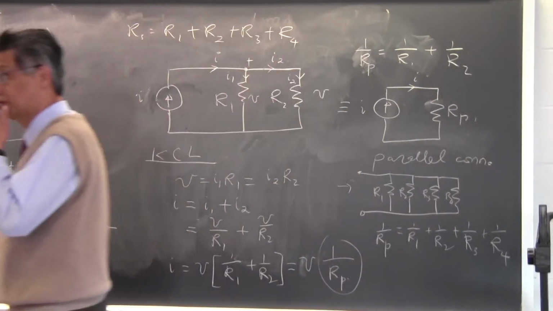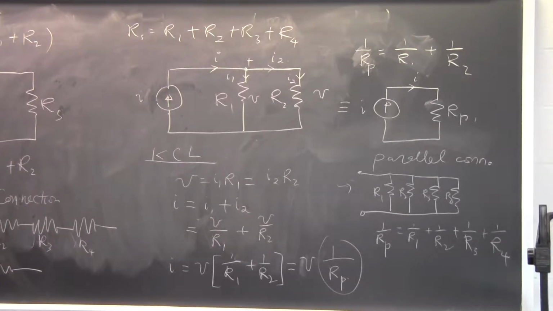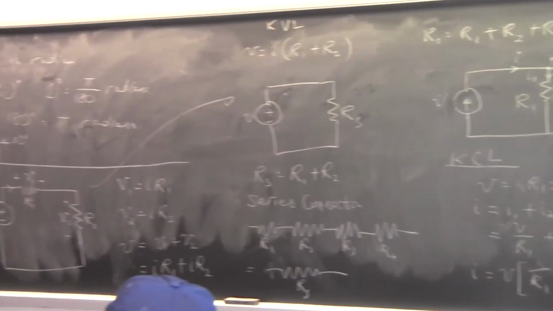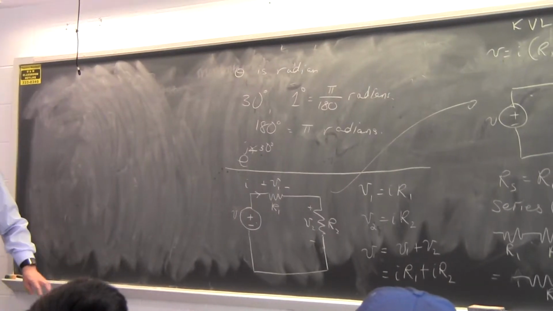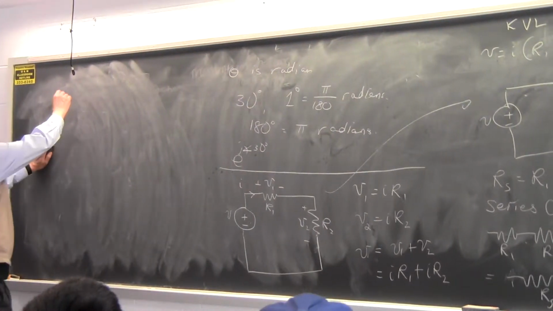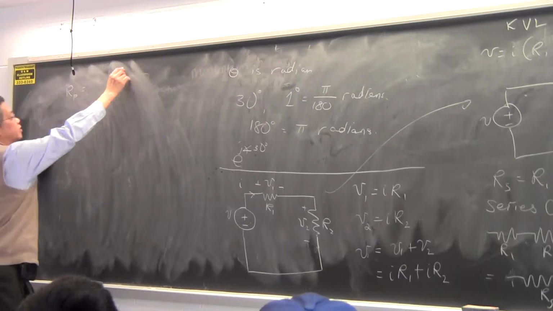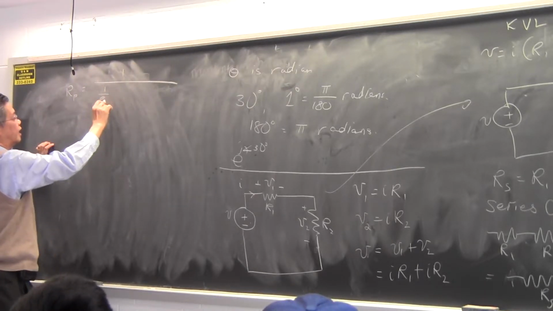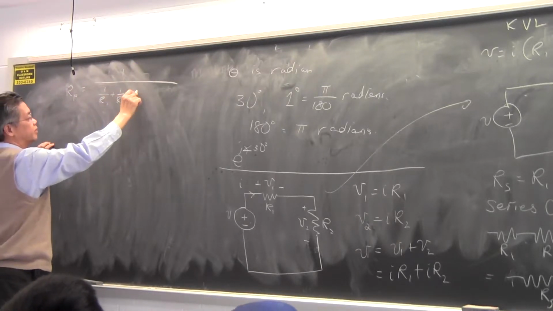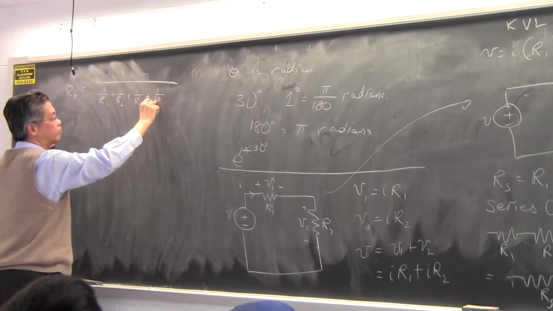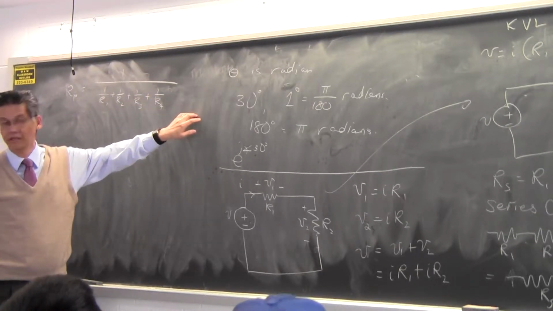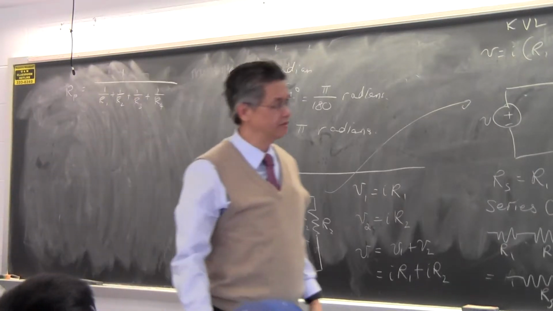So do you know how to connect resistors in parallel and resistors in series now? Are there any questions regarding this? If there are no questions regarding this, let's move on. Yes? Are there any questions? No? Okay, so in general, 1 over Rp is equal to 1 over R1 plus 1 over R2 plus 1 over R3 plus 1 over R4. And this can go on and on, depending on how many resistors you have.